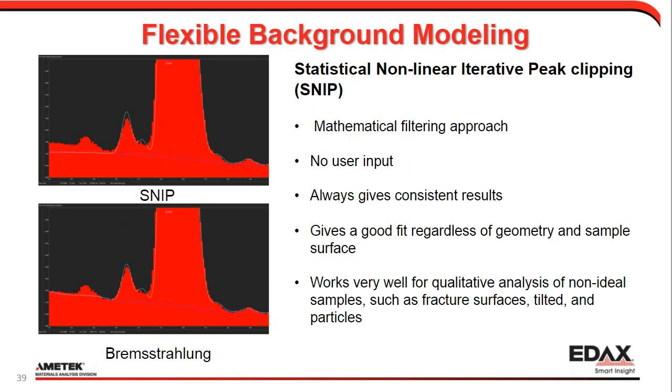The SNP model is a pure mathematical filter. It has no user input. It always gives you constant results. It gives a good fit regardless of geometry and sample surface. It works very well for qualitative assessment of your samples, especially for non-ideal samples such as fracture surfaces, tilted samples, and particles. It always separates peaks from background very well.